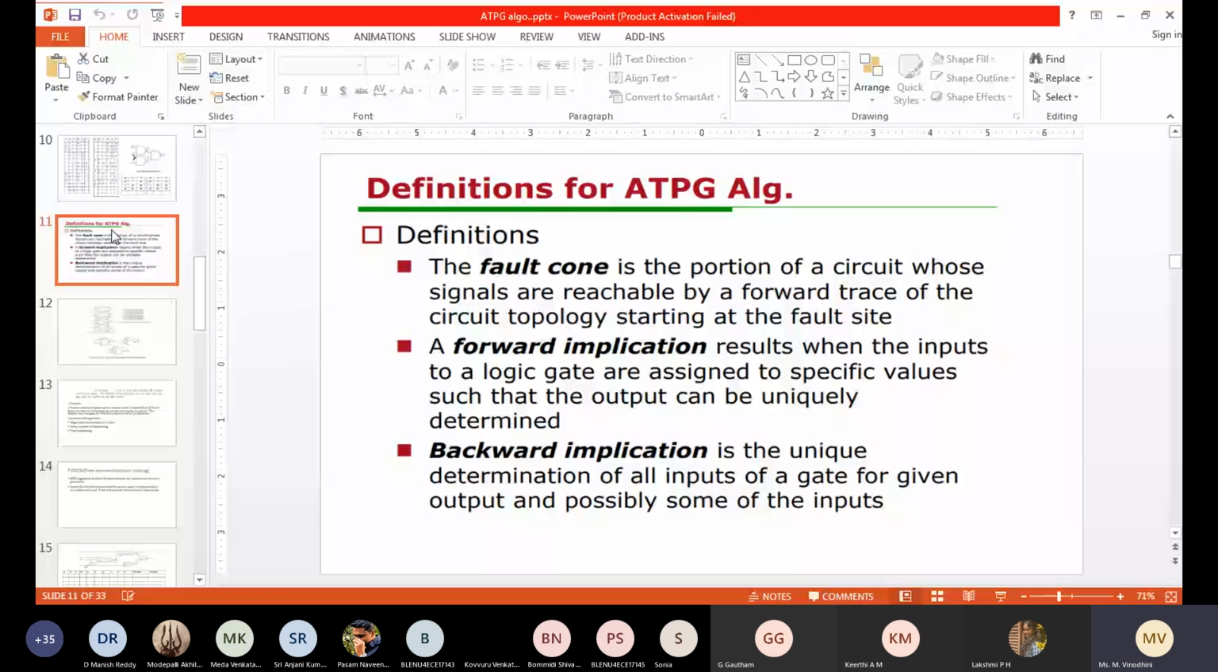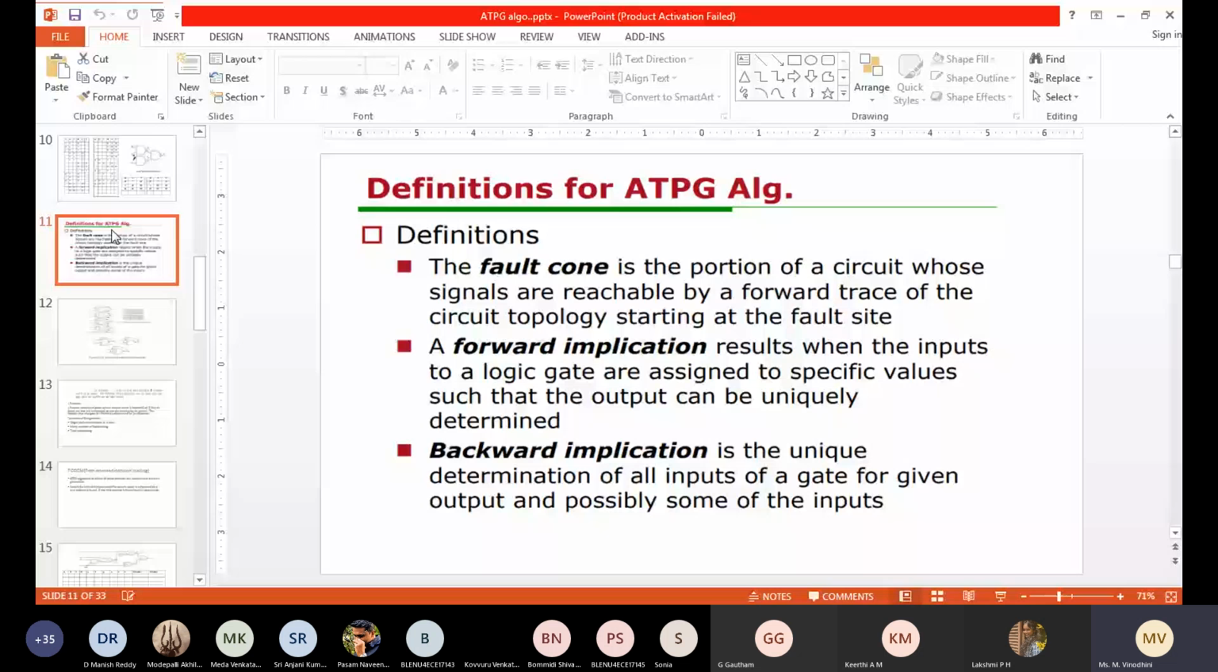Forward implication means the inputs of a gate are known, and you are in the process of identifying the output of that gate. We call that process forward implication. Backward implication means you know the output and one of the inputs, and based upon this you identify the other input. We call this process backward implication.